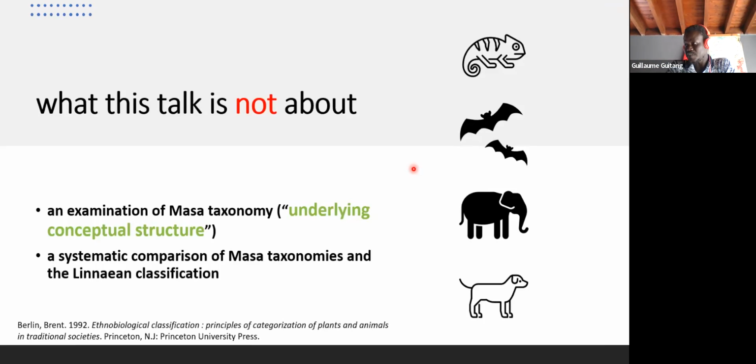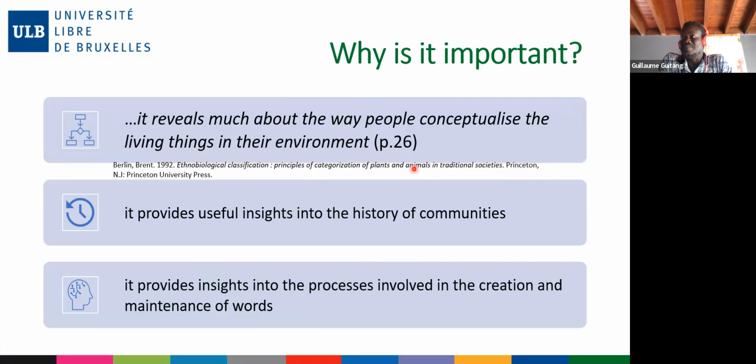Now, I will not try to convince you of the importance of reviewing the names of plants and animals in given communities. Just to point out that, as Berlin points out, the names of plants and animals reveal much about the ways people conceptualize the living things in their environment. And I hope as we go through the presentation, you are able to see exactly how Masa communities conceptualize the living things in their environment. That is also one important thing.